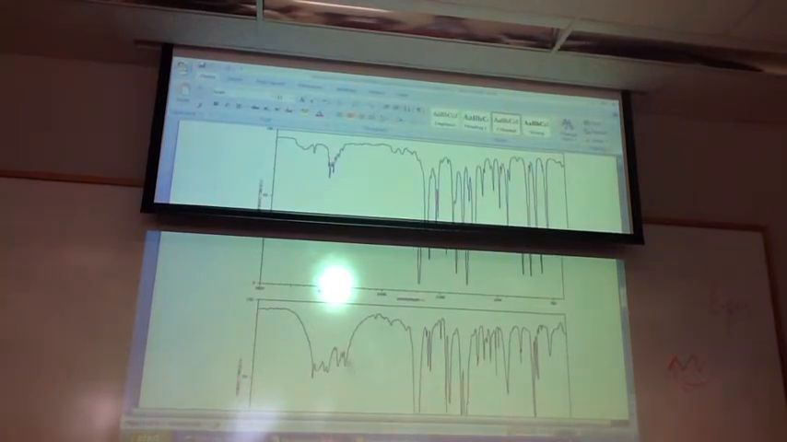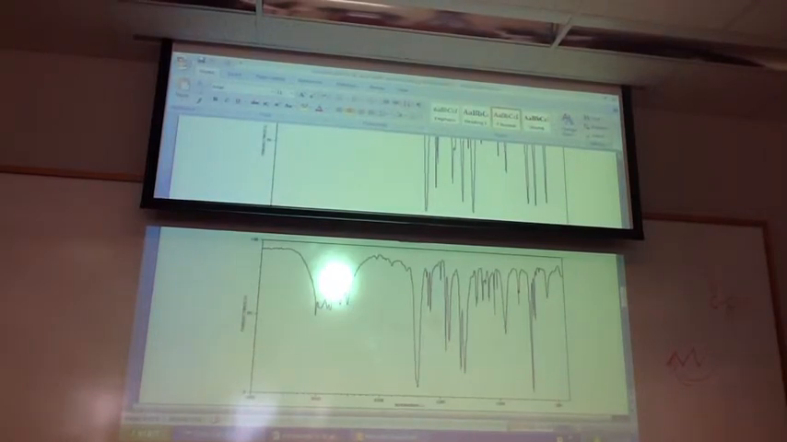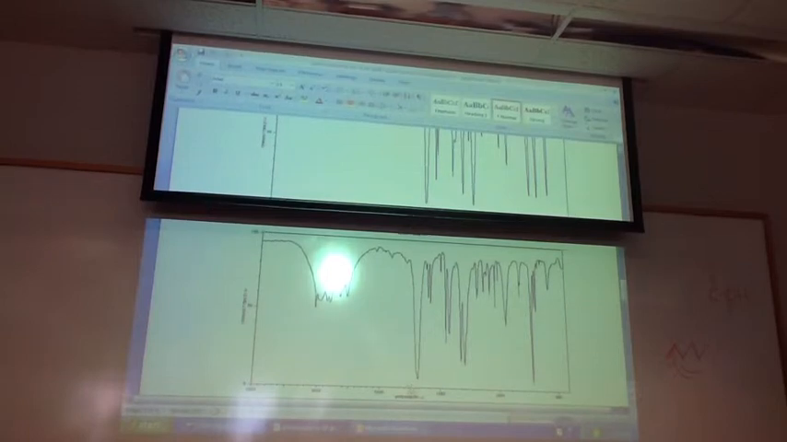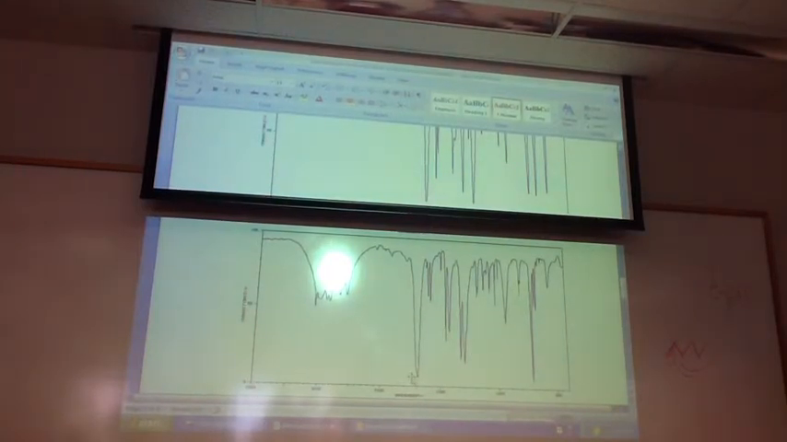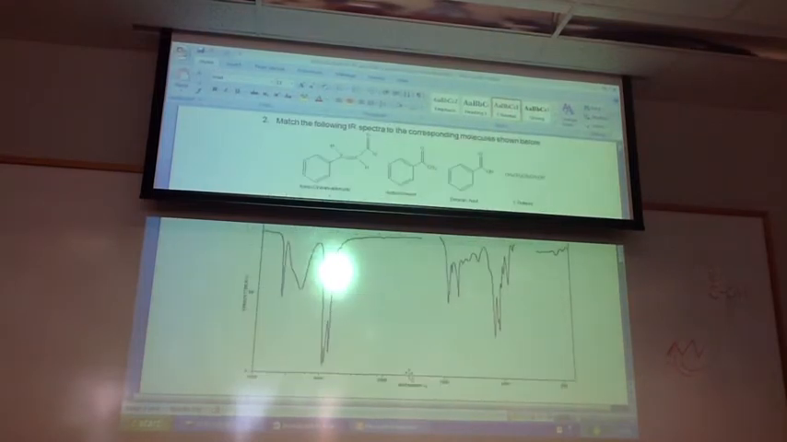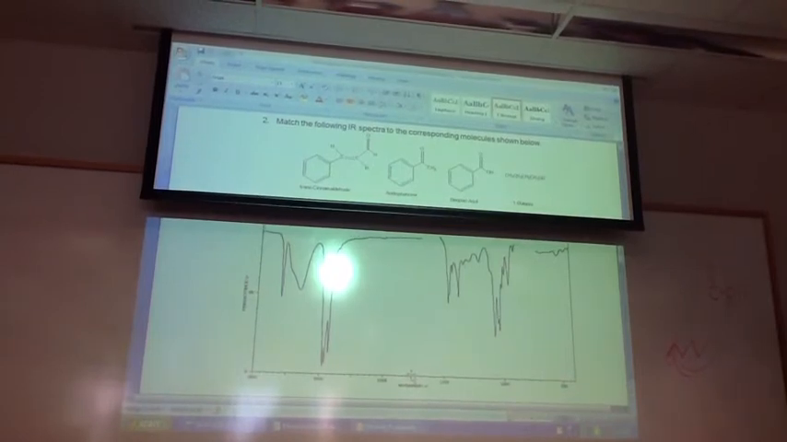So which one is this? Benzoic acid. So what else do I have to make sure this one has? C double bond O. Right, so it's almost touching the baseline. It's at 1550-ish. So we've identified that. So now two remain. How would you differentiate between these two? The carbon double bond carbon? Carbon double bond O? Anything else?